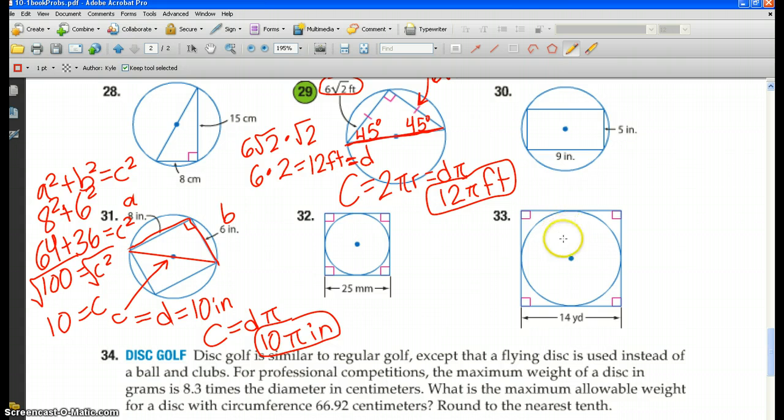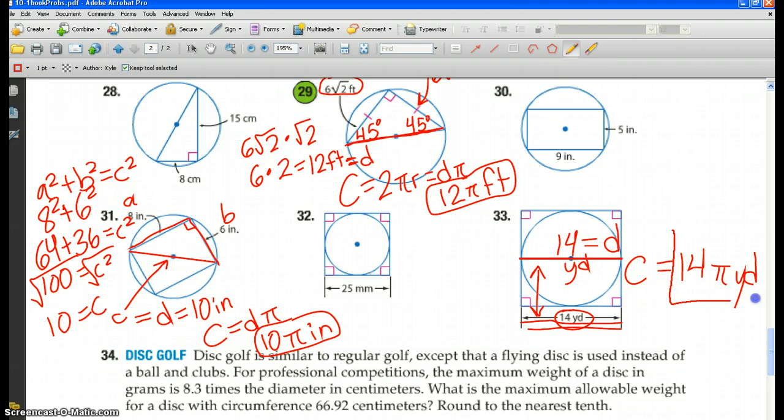Number 33. Okay, notice that this length would be the same. So those are congruent. So if this is 14 here, then we would have 14 up here, which is our diameter. So our diameter is 14 yards. Our circumference is just that times pi. So 14 pi yards.